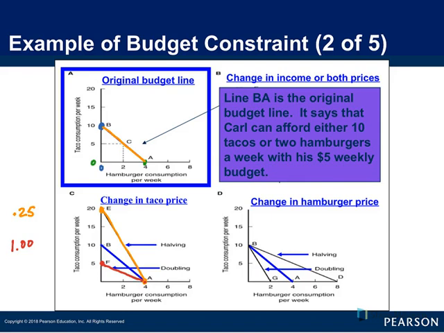The same thing would happen on the hamburger side. If the price of hamburgers goes up, it would make sense if the price doubled, we would end up buying half as many hamburgers on the budget line. And if the price was decreased in half, we'd end up being able to purchase more. So the budget line can move with either a change in price of hamburgers and a change in price for tacos.